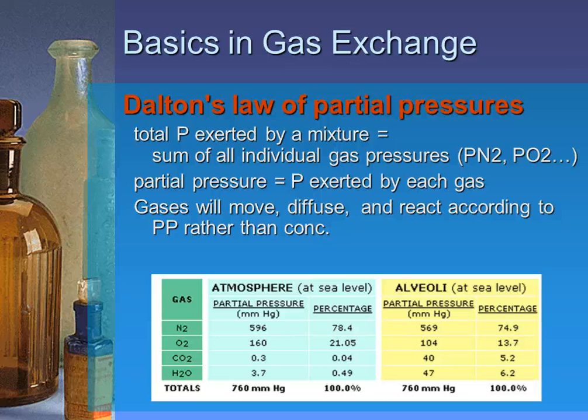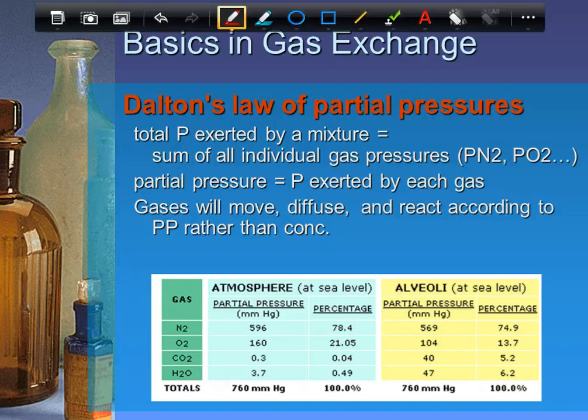Total pressure in a mixture is equal to all of the individual gases' pressures added up together. These individual pressures of the gases that are in the mixture are called partial pressure. Pressure exerted by each gas is given as millimeters of mercury. Now let me use this chart down here to illustrate it.